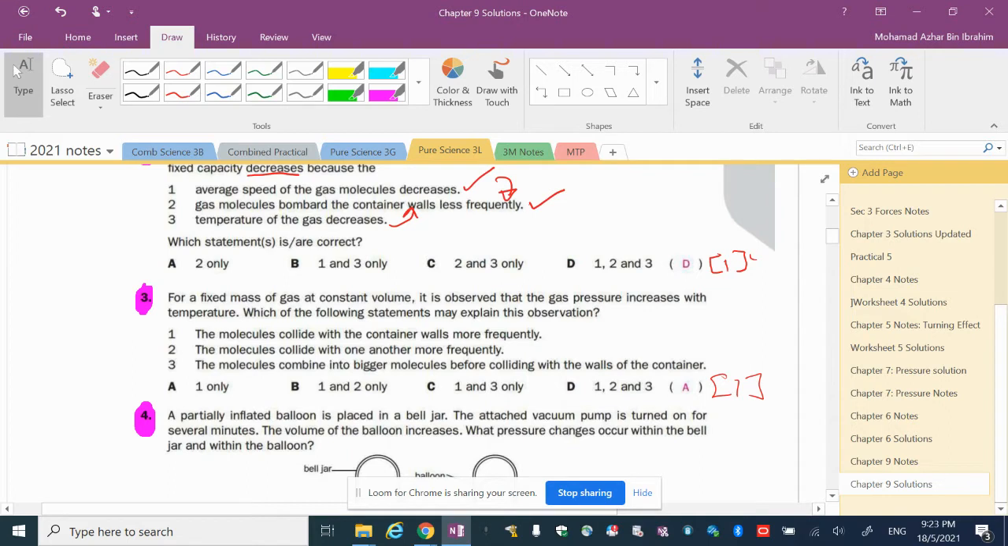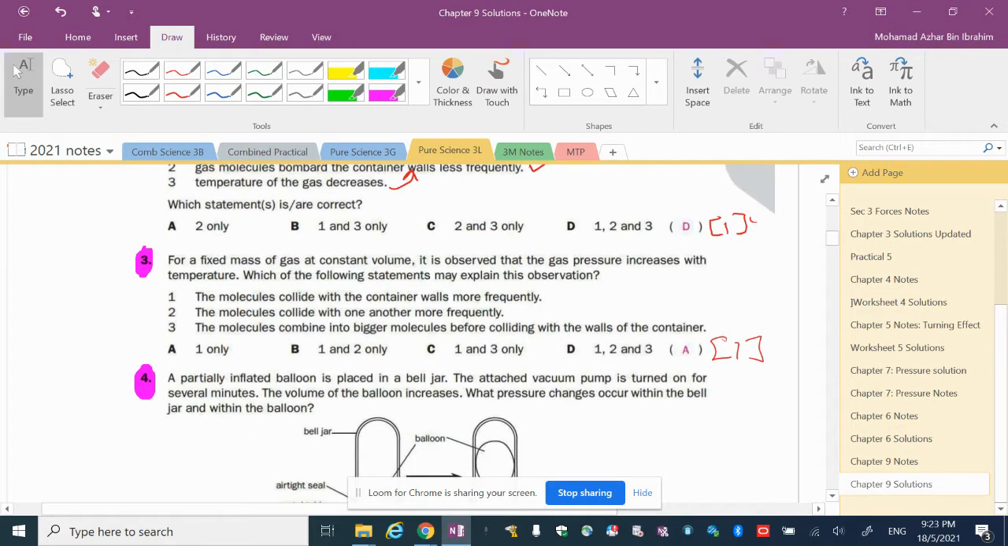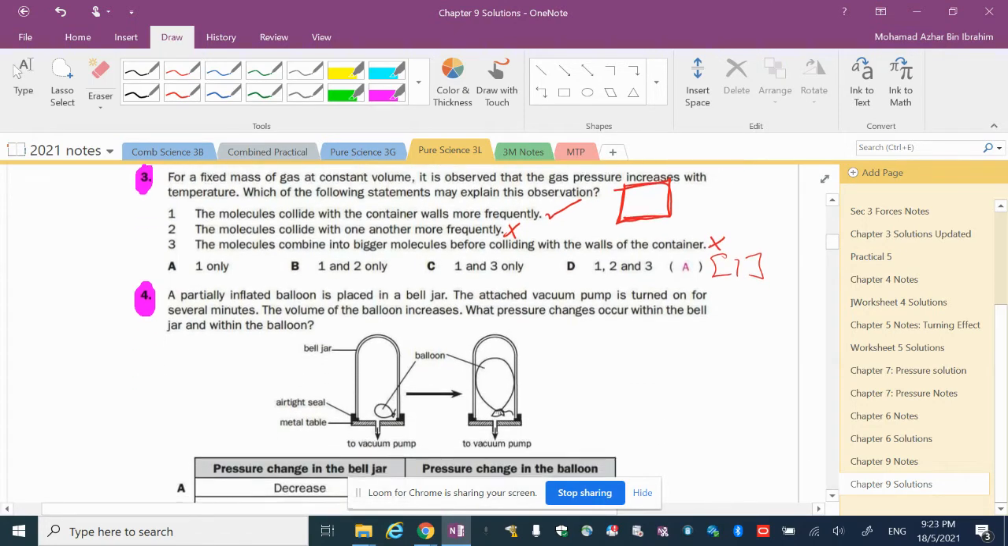Gas pressure increases with temperature. Why is it so? It is because it hits the wall more frequently. Remember, gas pressure is actually due to the molecules hitting the surface, right? Which means B is wrong, because the molecules hitting one another actually does nothing for gas pressure. Gas pressure is defined by how much pressure is exerted by the container due to the gas, not gas on gas, but gas on container. All right. Number 3 is just nonsensical. Combine into bigger molecules? No.